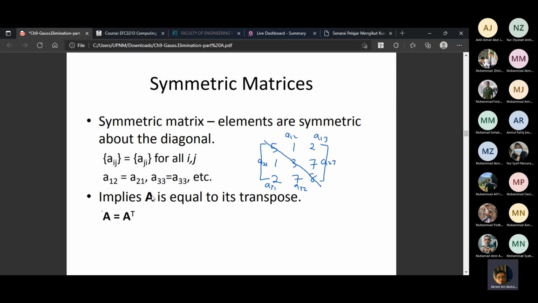Yang mana kalau kamu buat transpose for this kind of symmetric matrices, kamu akan dapati A transpose sama dengan A. Ya, kalau kamu transpose, swap kedudukan row dengan kolom, 5 1 2 jadi kolom dapat 5 1 2 kan. 1 3 7 dapat 1 3 7, 2 7 8 mesti dapat 2 7 8. Kamu akan dapat, kalau kamu transpose this symmetric matrix, kamu mesti akan dapat the same matrix.